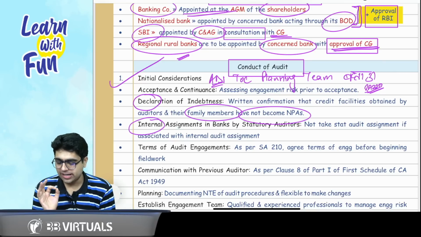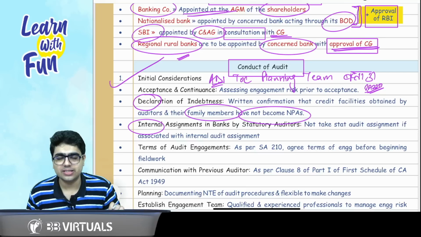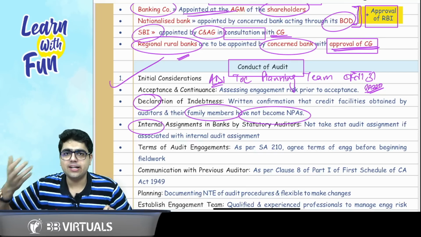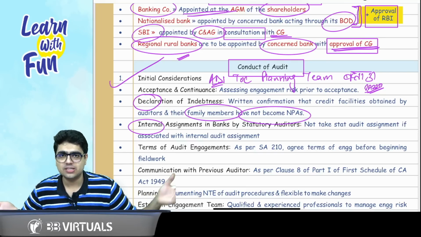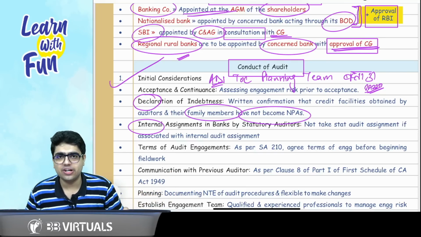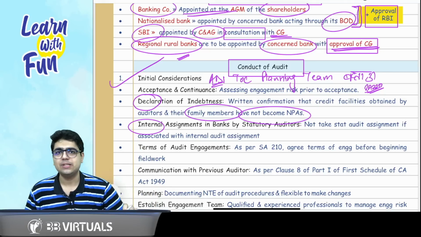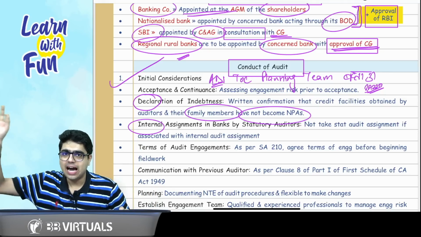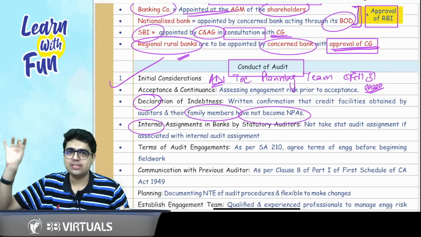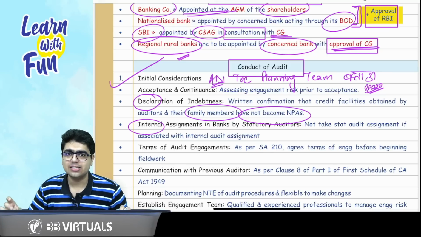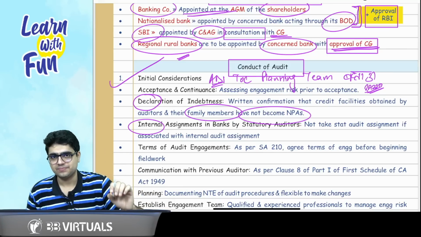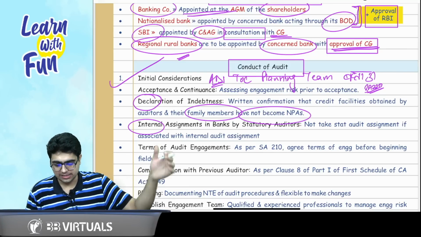Sir, I for internal assignments. As we have also studied in professional ethics, if you are an internal auditor of an entity, you can't be the statutory auditor. Similarly, if you have internal assignments with the bank, don't accept the statutory audit. ADI: A for acceptance and continuance, D for declaration of indebtedness, I for internal assignments, and T for terms of audit engagement as per SA 210.